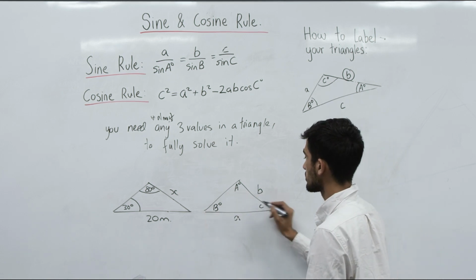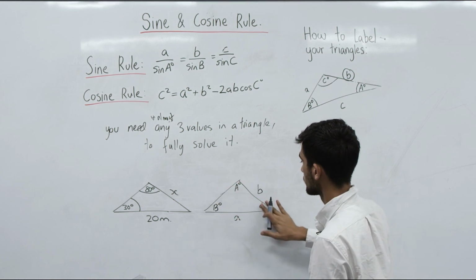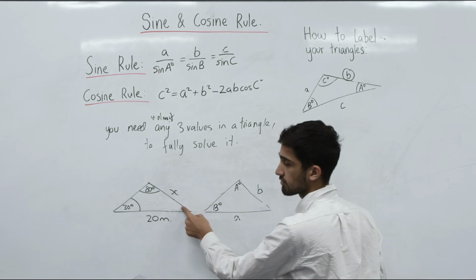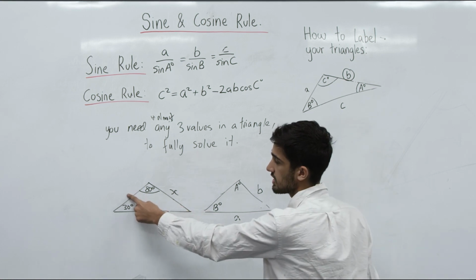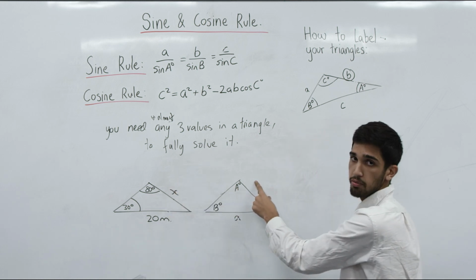Now we can label C and C as well, but there's no need because if we look at the question, we don't have the angle C, we don't have the side C, and we don't actually care about them. We're only trying to find X, which is what we're calling B.